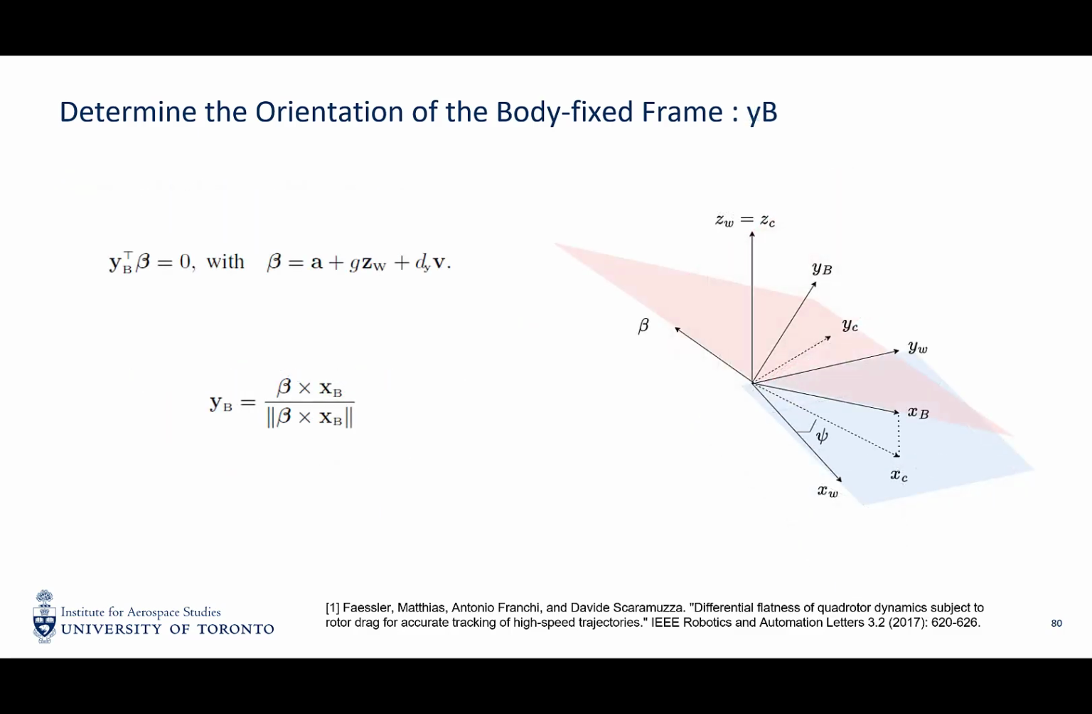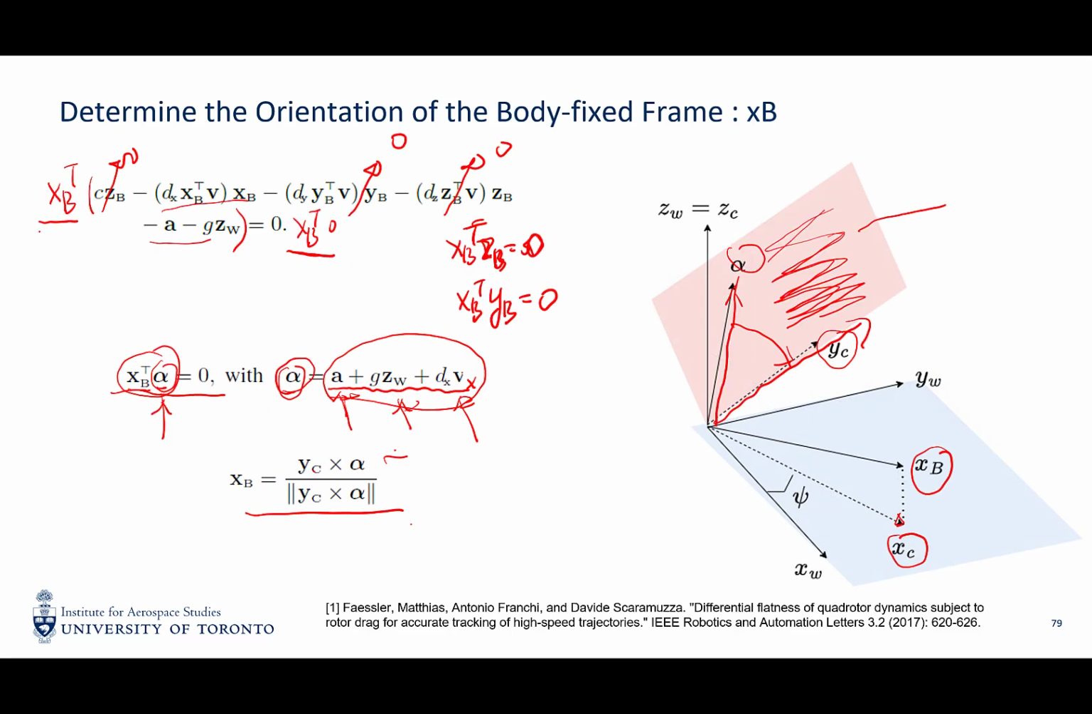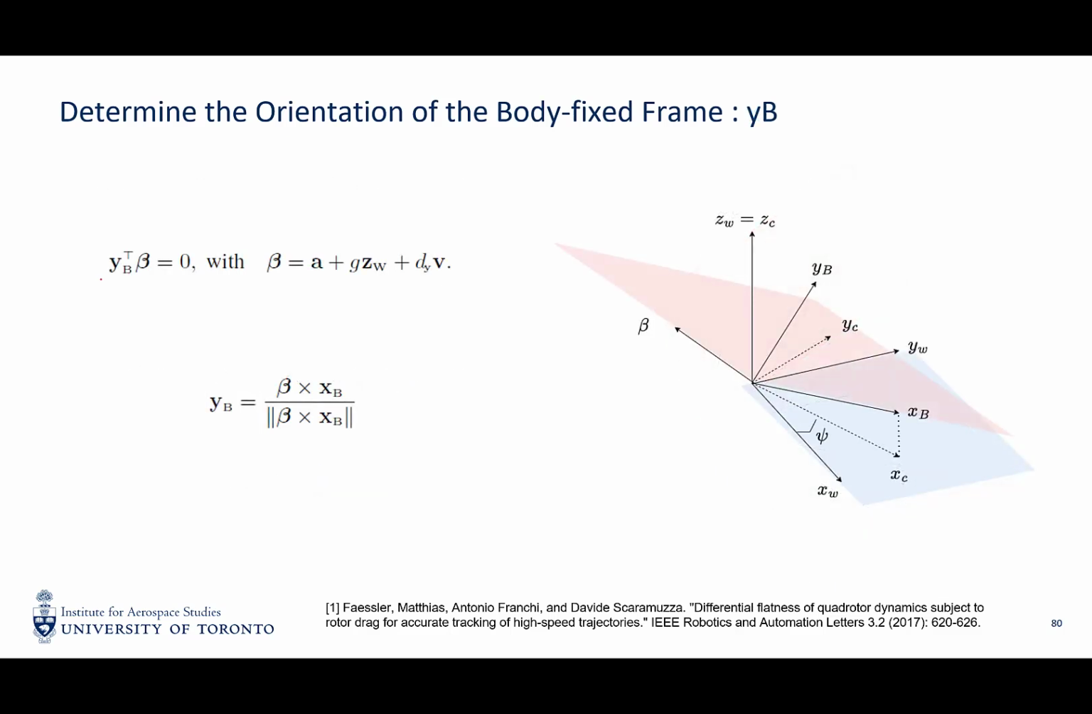And similarly, previously we multiplied xb transpose on both sides. Now we can multiply yb transpose on both sides of the equation. By doing the same procedure, we obtain something called beta. So we can also say this beta is perpendicular to yb. But we also know that for the body fixed frame, xb should be perpendicular to yb as well. We just obtained xb, right? So we can obtain yb by performing the cross product between beta and xb.